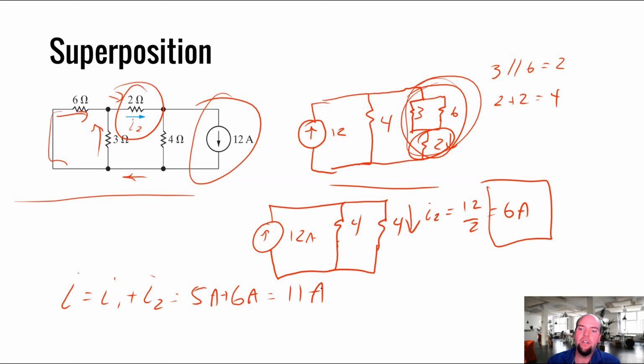And again, we can do this with any number of supplies. We could have had 10 supplies, 100 supplies, and we just solve it 100 different times. What was the advantage of superposition? What was the advantage of doing this?